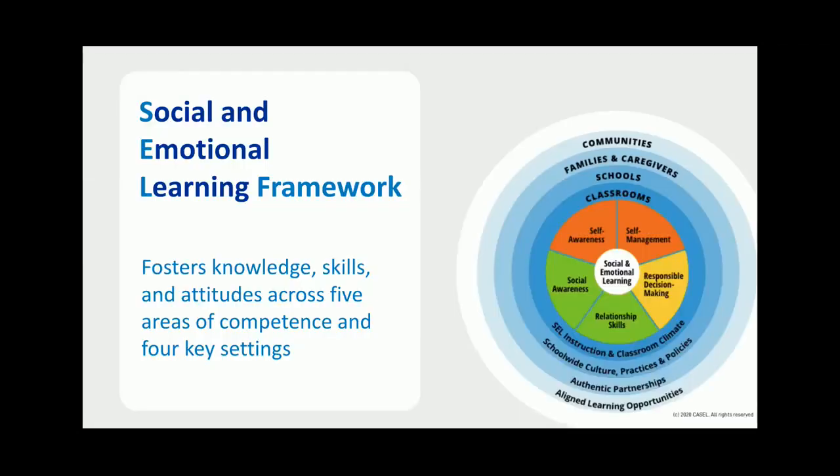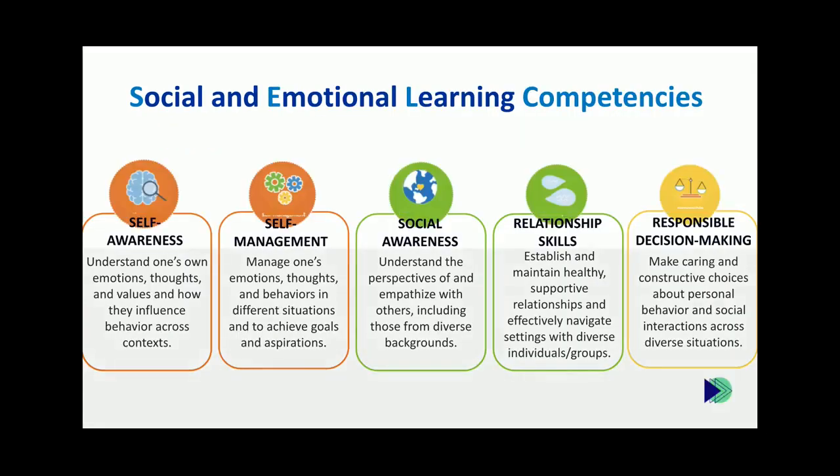When we talk about the CASEL framework, CASEL identifies five key competencies: self-awareness, self-management, responsible decision-making, relationship skills, and social awareness. But CASEL also identifies a system that supports the development of these five core competencies. There are four key settings: classrooms, schools, families and caregivers, and communities, which represent the places where young people live and learn. So to be most effective, SEL is not just a lesson taught once a week in the classroom, but it's integrated across all of the students' learning environments and experiences.